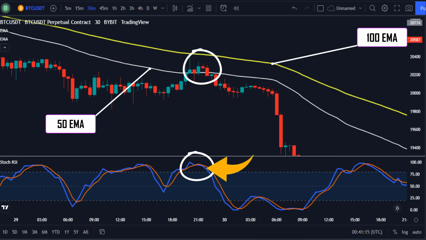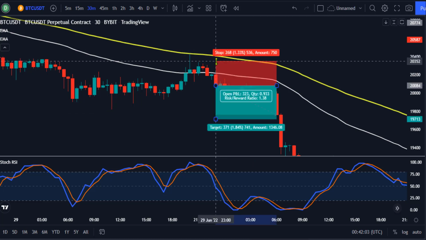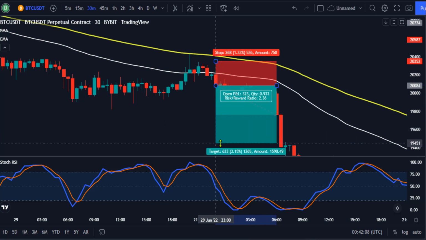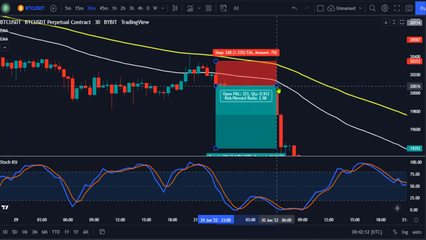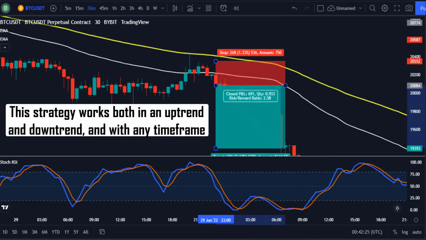Then we will wait for this blue line to cross below the orange line, which is a bearish crossover, and then we will place a sell order below the low of this candle. You can set your stop loss above the high of the candle, and you can place your targets according to your risk to reward ratio. You can see that this is also a profitable trade. So this strategy works both in an uptrend and downtrend, and with any time frame.